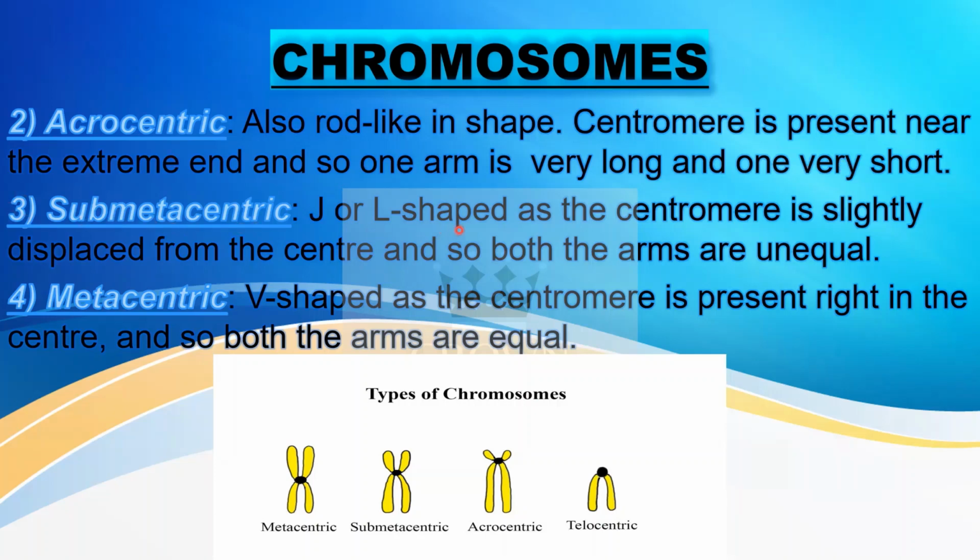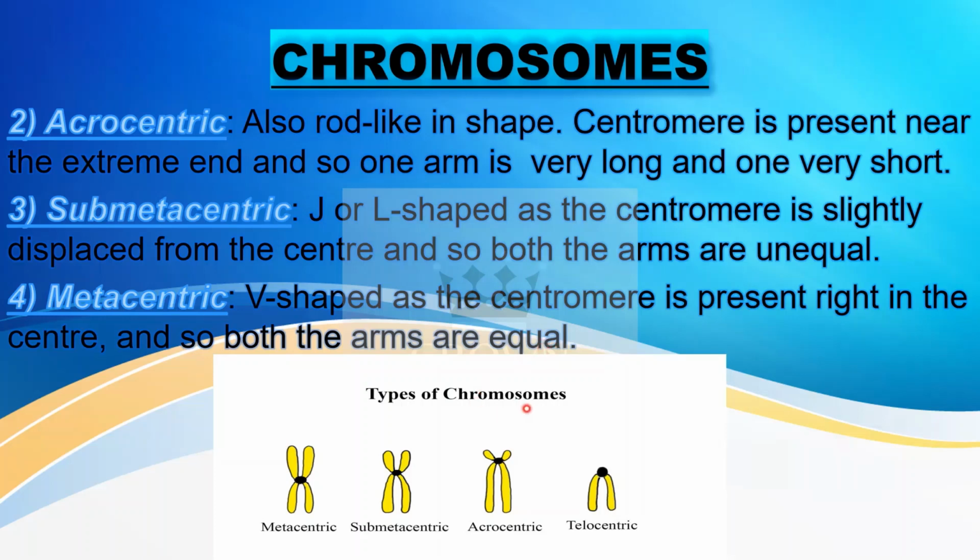These are J or L-shaped chromosomes in which the centromere is slightly displaced from the center. The centromere will not be exactly placed in the center, rather it will be placed slightly away from the center, so both the arms are unequal. And the fourth type is metacentric chromosomes. These are V-shaped as the centromere is present right in the center, so both the arms are equal.